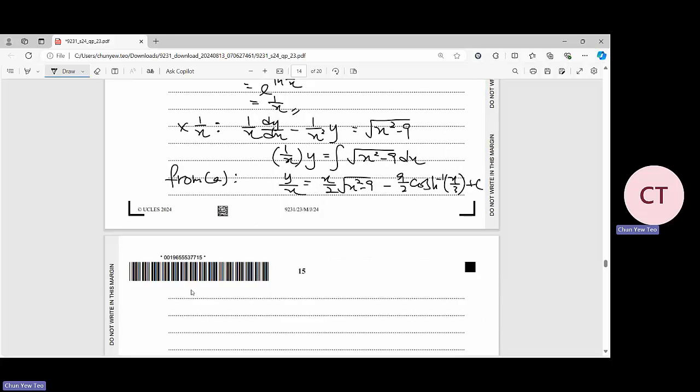Now our job is to find the c. Given when x equal to 3, y equal to 1. So you have 1 over 3 equal to the 3 over 2, 0, minus a 9 over 2, cos of 1, plus the c.